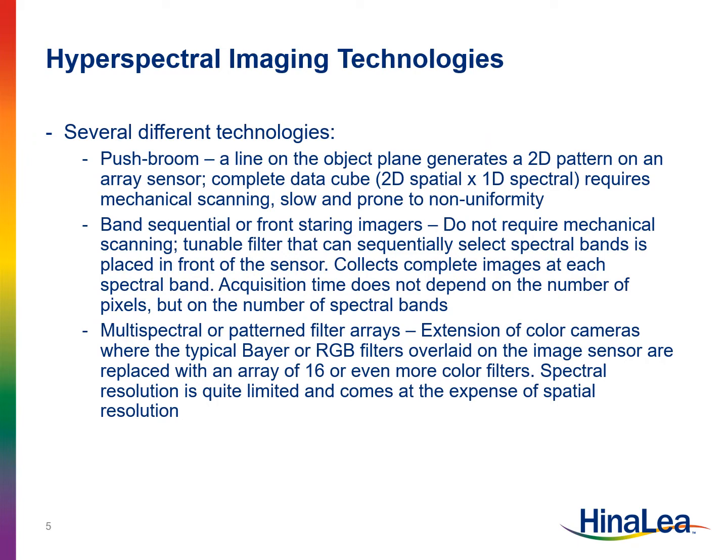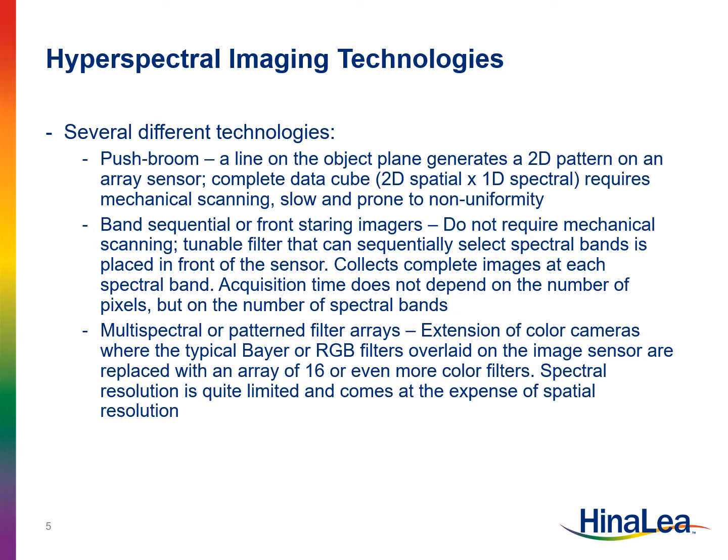There are several different technologies used in hyperspectral imaging. Push brooms are the oldest. A grating spectrometer captures a line on the object plane, generates a 2D pattern on an array sensor where one dimension is that line and the other is the spectra. So to capture an area, you need to mechanically scan that line. The process can be slow and prone to non-uniformities.